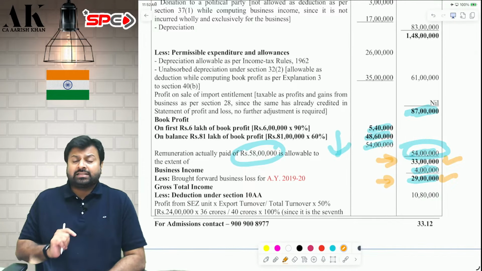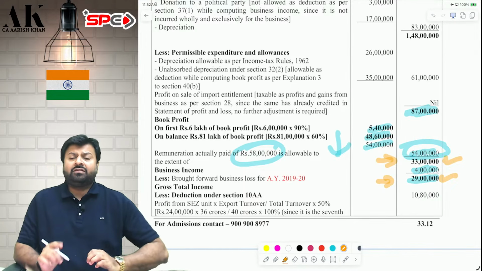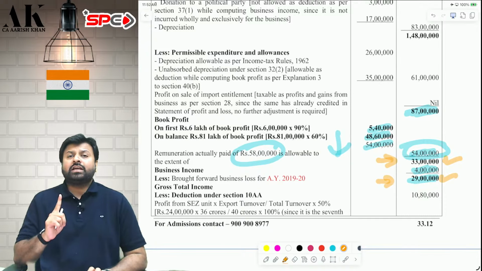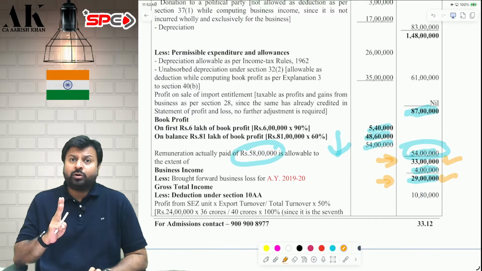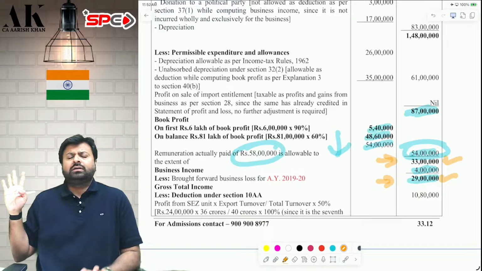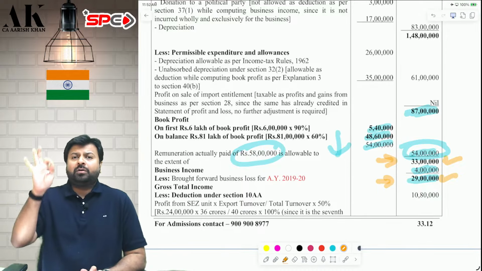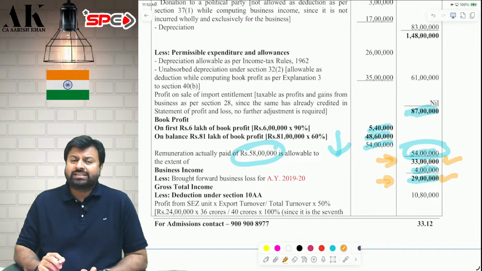But from both the answers, you have to reduce one thing, profit on sale of license. Because profit on sale of license, duty drawback and export incentives are not part of what? Are not part of what? Profit of the SEZ.